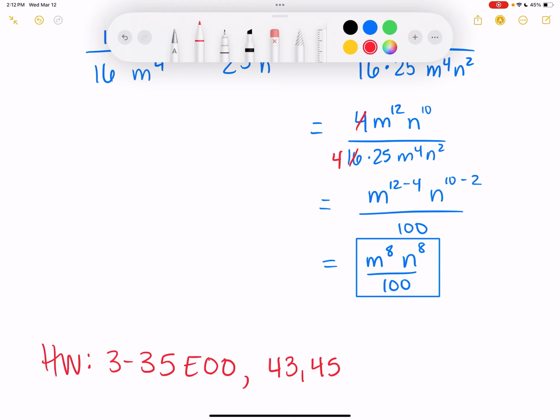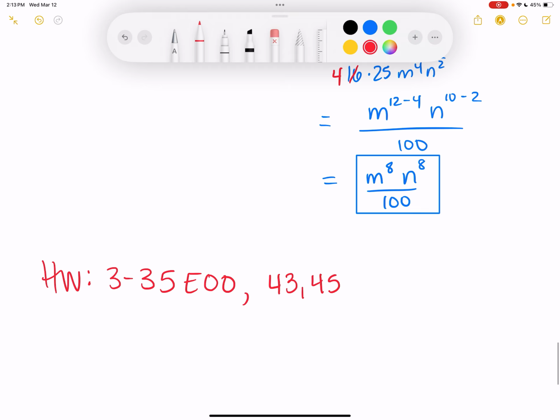So 3 through 35, every other odd. That's actually not that many problems. I want to make sure we understand what every other odd means, because it's been a while. It means 3, skip 5, 7, skip 9, 11, skip 13, 15, and so on and so forth. Does that make sense? Do I need to write them all out, or do we know what we're doing?